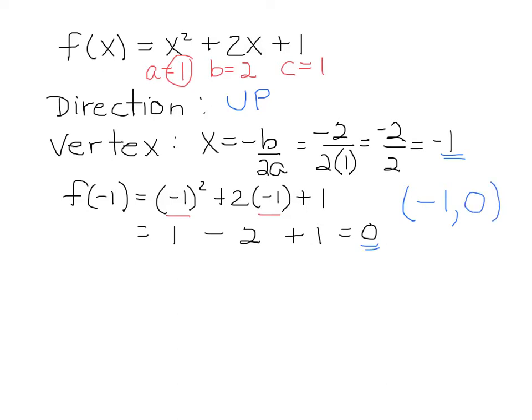So putting this together, our vertex is negative 1 for our x-coordinate, 0 for our y-coordinate. So we now have a vertex of (negative 1, 0) and a parabola that is opening up.